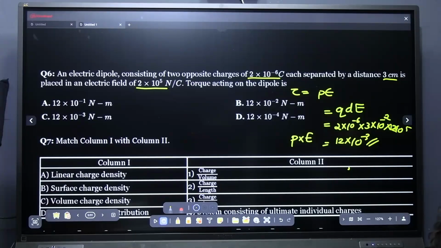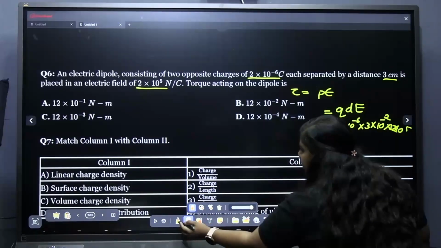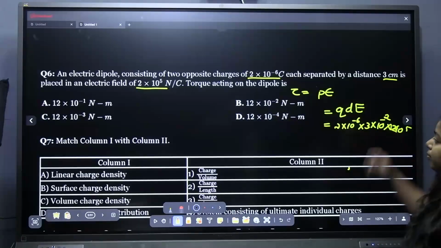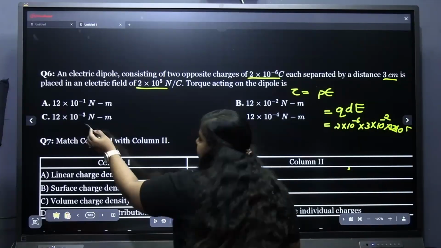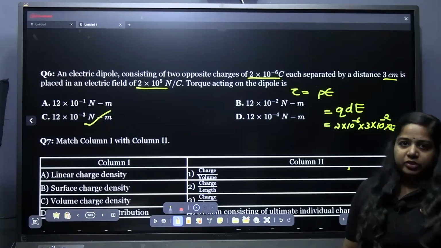Option D. Are you sure? See, minus 6 and 5, so minus 1 will come, then minus 3. Okay, yes, Option C is the answer. I hope everybody understood that.